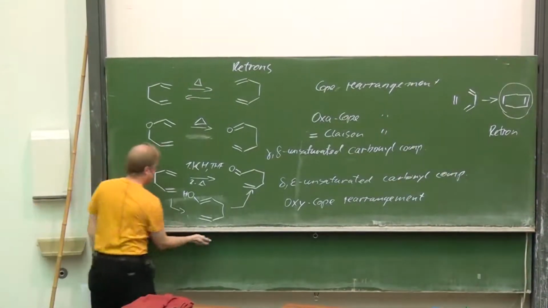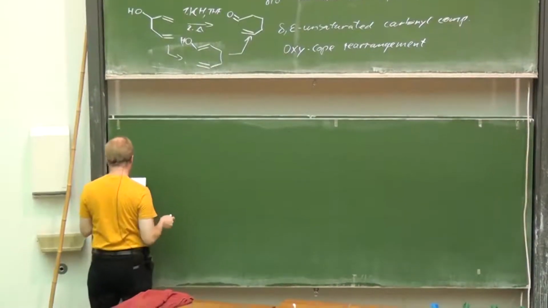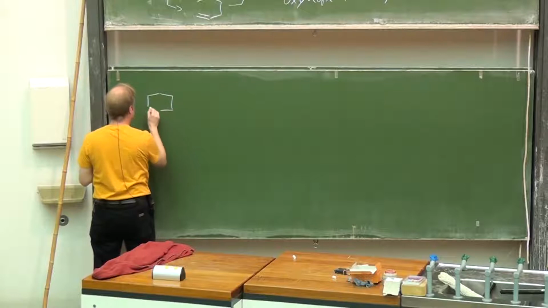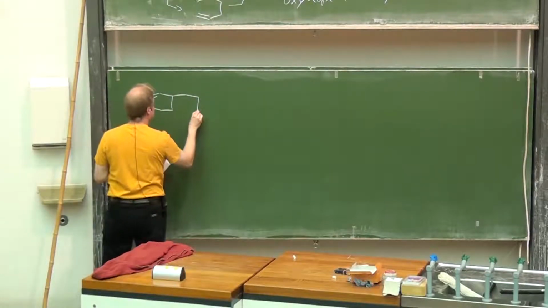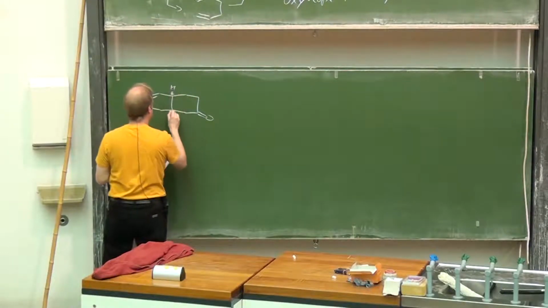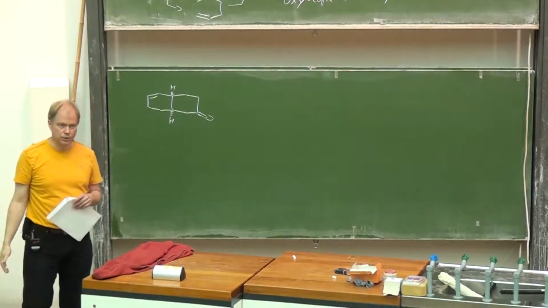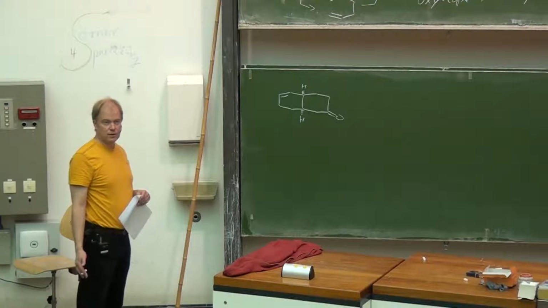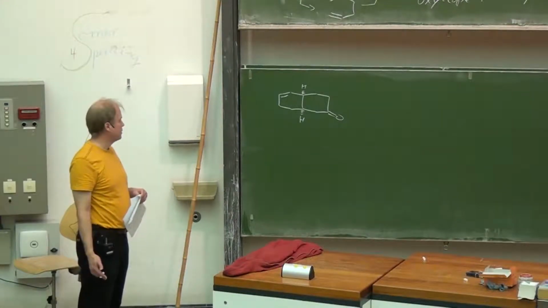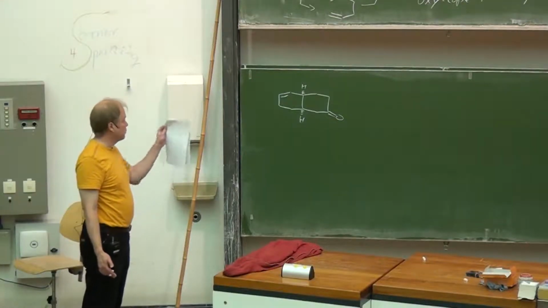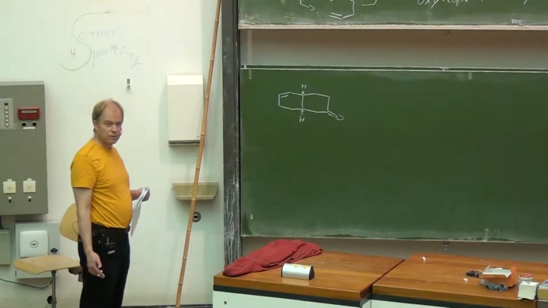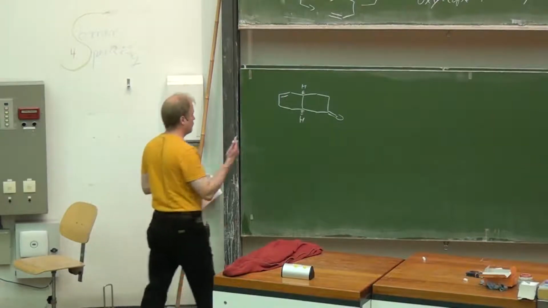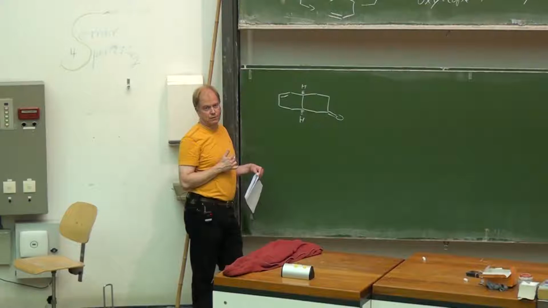So let us do an exercise. This is our target molecule, and as an exercise you should find out which sigmatropic rearrangement we could use in our retrosynthetic plan for later on synthesizing this molecule, this target.